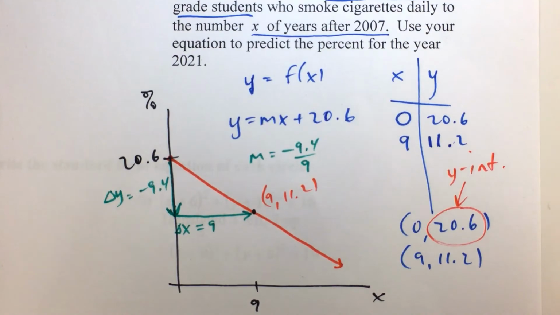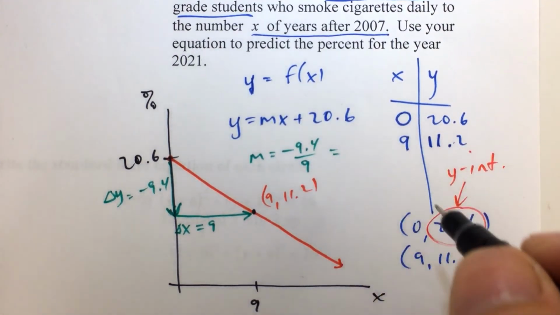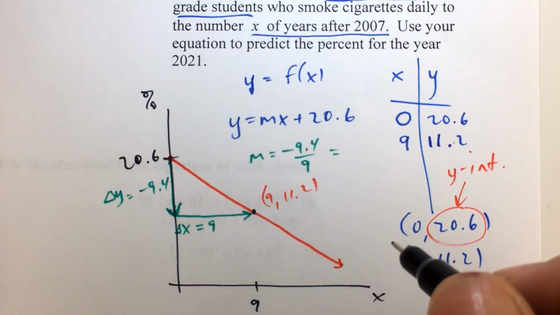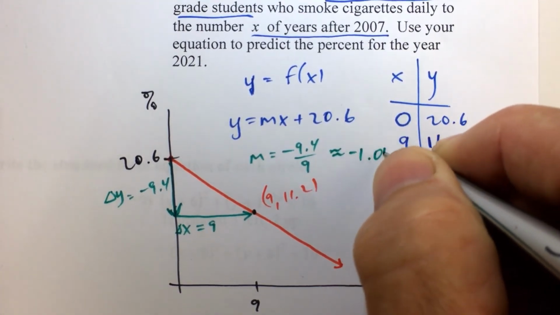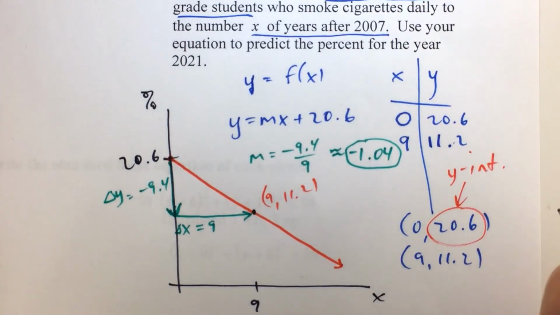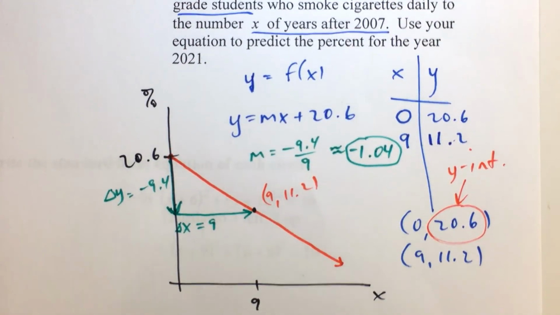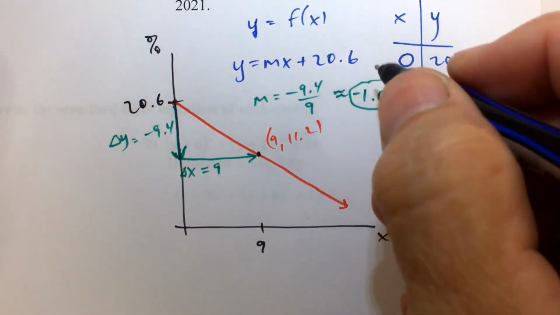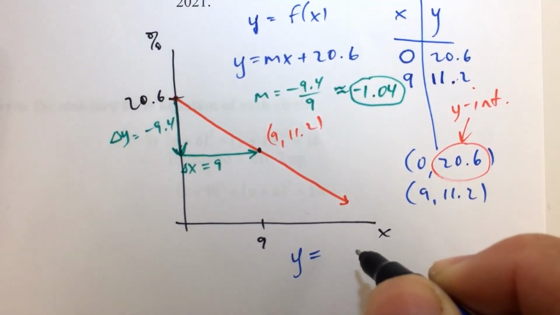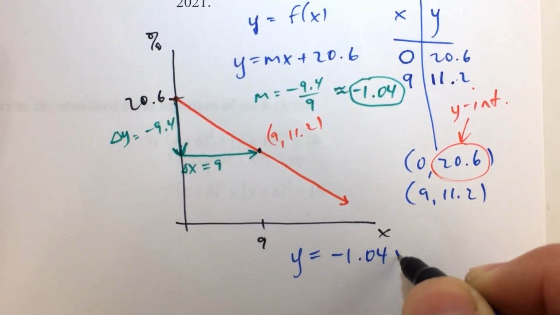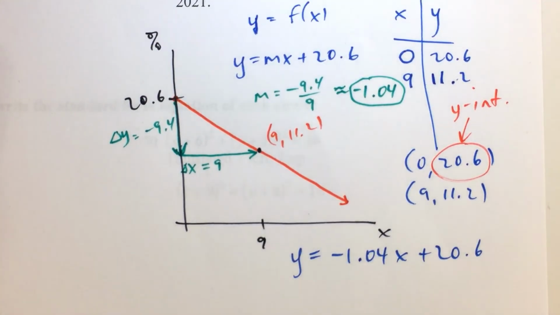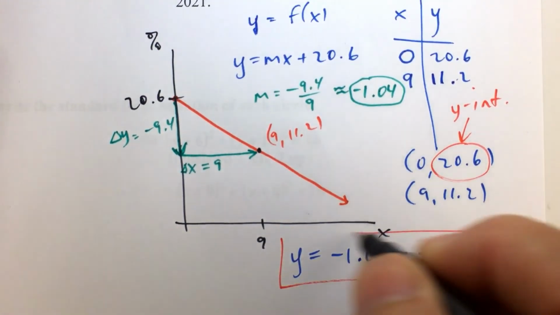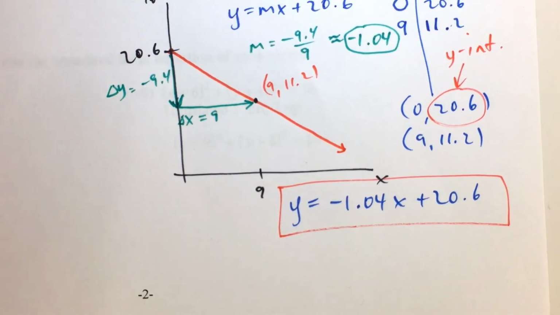Let's simplify that. Negative 9.4 over 9 is about negative 1.04, which you can get by typing it into your calculator. So we have all we need: our slope and our y-intercept. We put our slope into our equation, y equals negative 1.04x plus our y-intercept, 20.6, and we have the first part of our answer, because that's what we're asked to find, the equation.